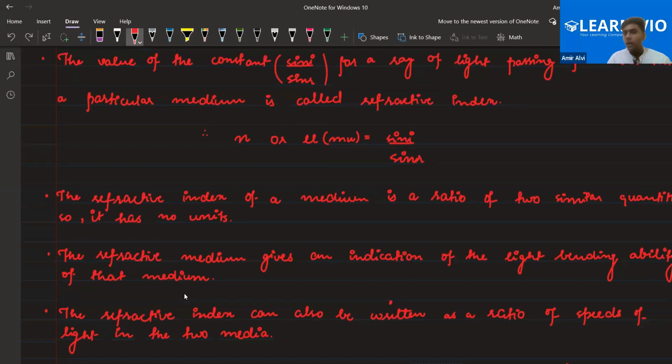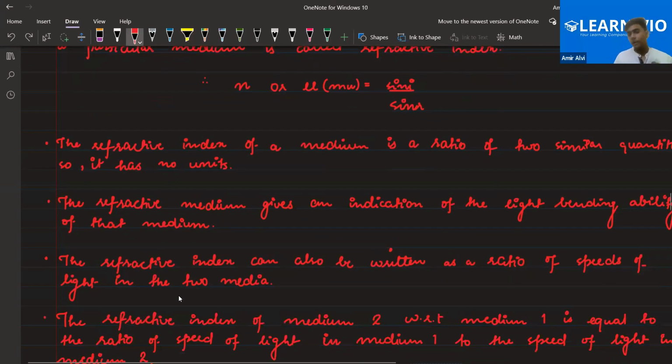Refractive index can also be written as the sine of the angle of incidence over the sine of the angle of refraction. But there are two more ways to write the refractive index. The first one is basically the speed of light. The second is the refractive index itself. Now it's very important to discuss it.